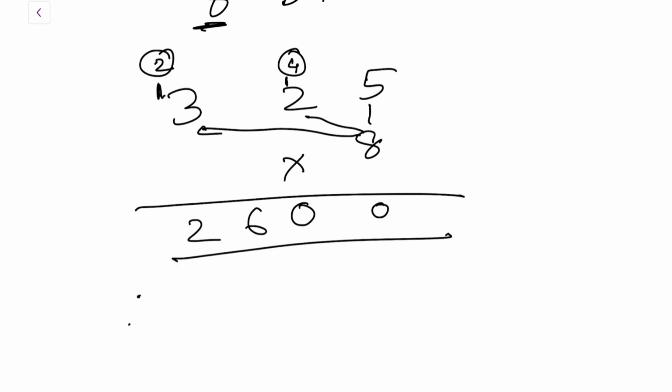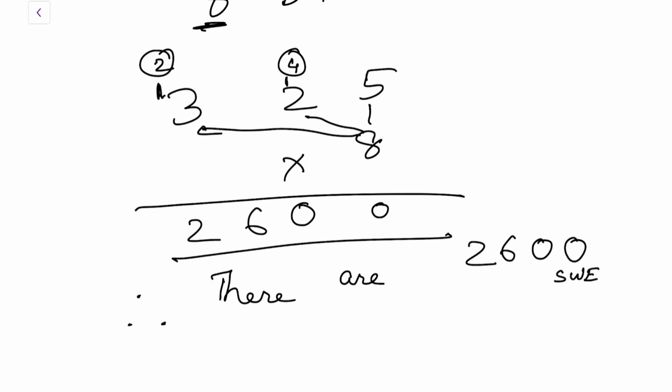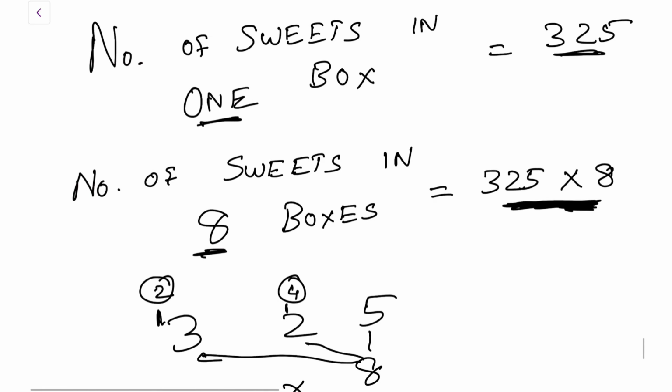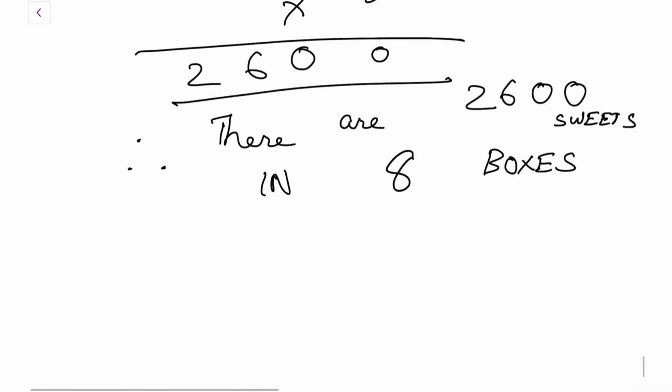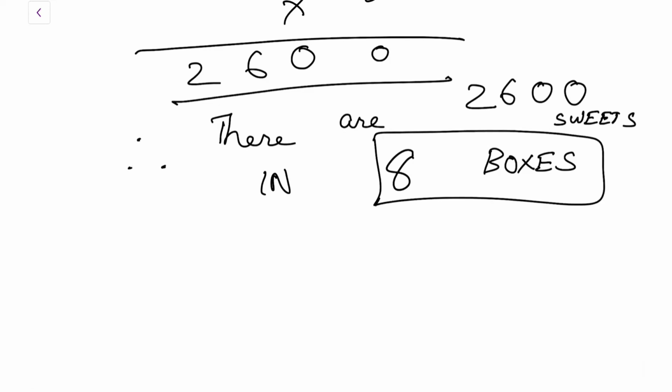That's it. Therefore, there are 2,600 sweets in 8 boxes. This is how you can calculate. So, one box has 325 sweets. We found out that 8 boxes has 2,600 sweets.